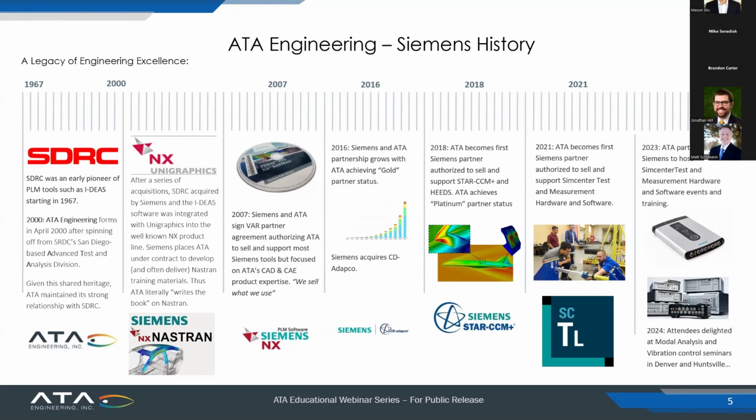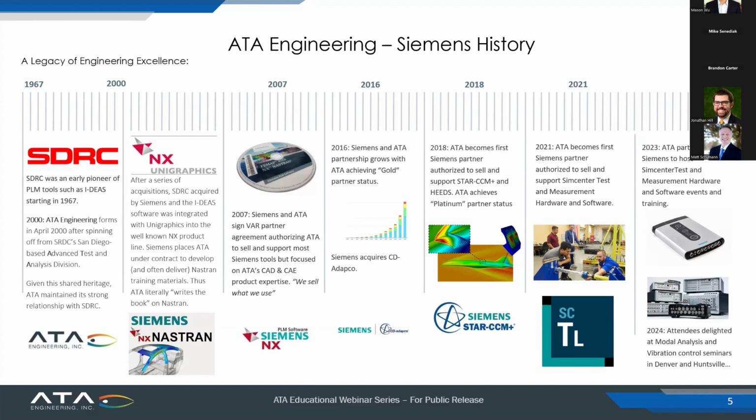This is an interesting slide, showcasing the ATA and Siemens partnership over the years. It started with a company called SDRC, which developed a popular PLM tool called I-DEAS. At the time, ATA was part of SDRC, with ATA standing for Advanced Test and Analysis Division. In 2000, we spun off from SDRC and became ATA Engineering, continuing to focus on delivering high-quality engineering services and testing.